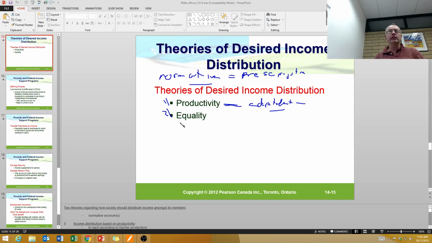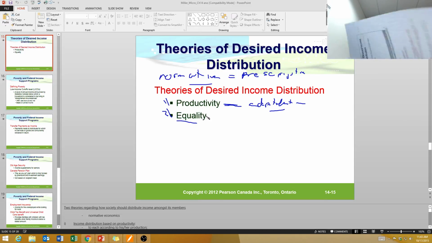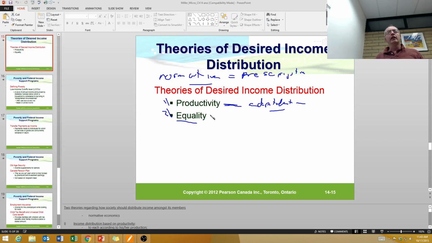Okay, and then the second normative view of how income should be distributed in society, principle just effectively says that to each the same. So everyone in society should have the same level of income. So this is more of a theory than actual practice in Canada, because there are some apparent shortcomings with an equal distribution of income.